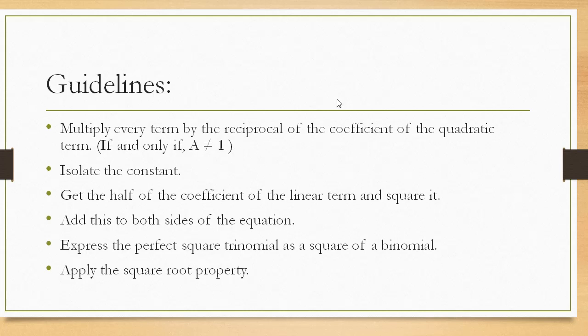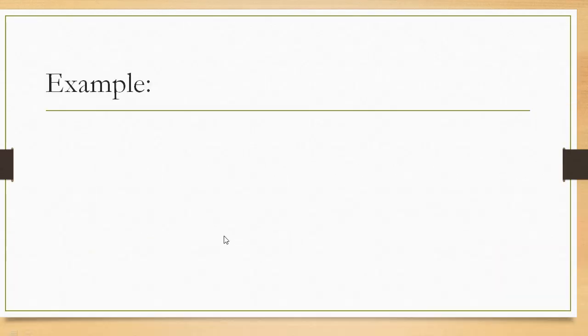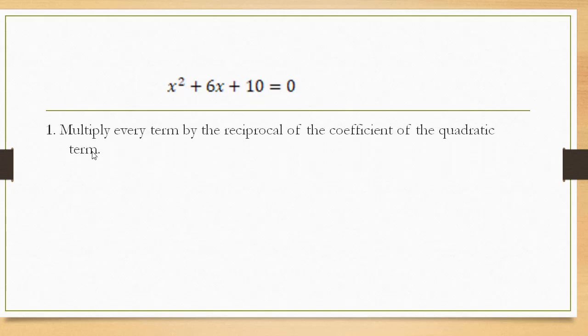So, kaning square root property, mao ni siya ang property sa extracting the roots. So, para mas masabtan ang steps or guidelines sa completing the square, naa tay example. So, we have the quadratic equation x squared plus 6x plus 10 is equal to 0. So, ang first step, atong i-apply. So, a is equal to 1, b is equal to 6, and c is equal to 10. Since a is equal to 1, i-disregard na nato ang step 1.